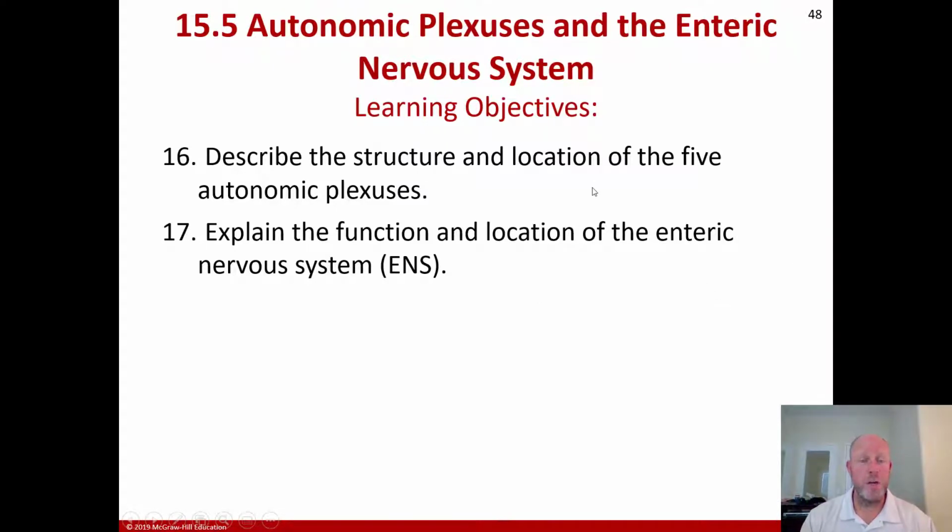With 15.6, we're actually not going to cover the autonomic plexuses in the enteric nervous system at this time. The enteric nervous system will get more of a focus second semester with 247, and we'll actually refer more to autonomic plexuses potentially at that time too.